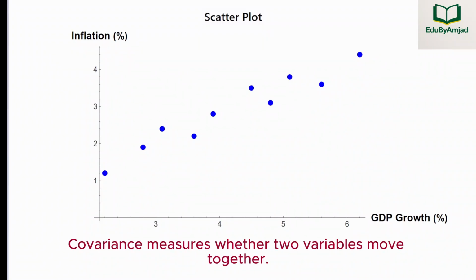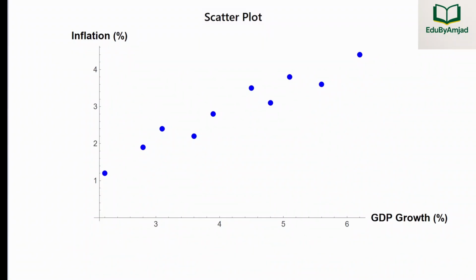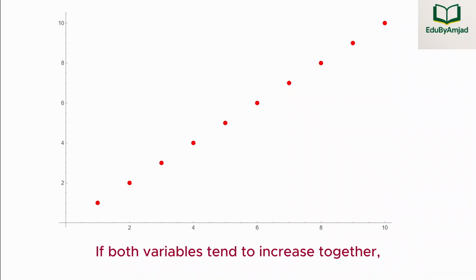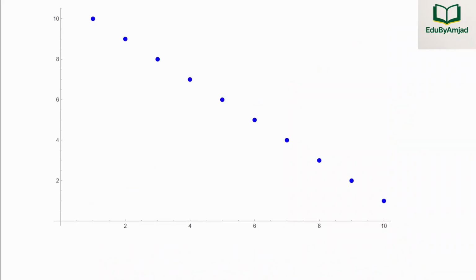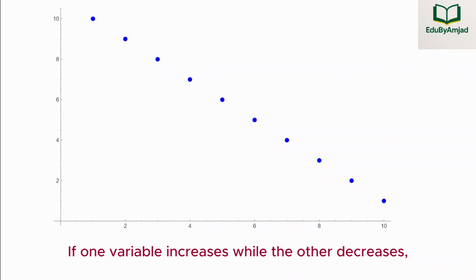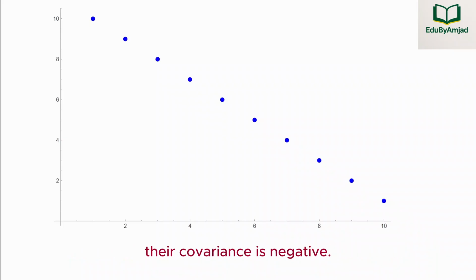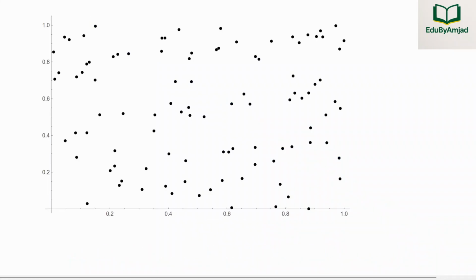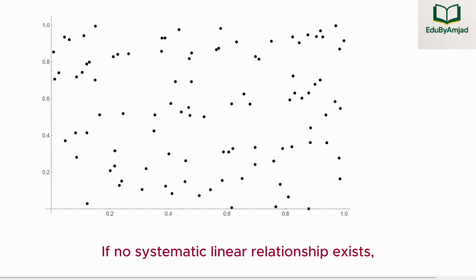Covariance measures whether two variables move together. If both variables tend to increase together, their covariance is positive. If one variable increases while the other decreases, their covariance is negative. If no systematic linear relationship exists, their covariance is close to zero.